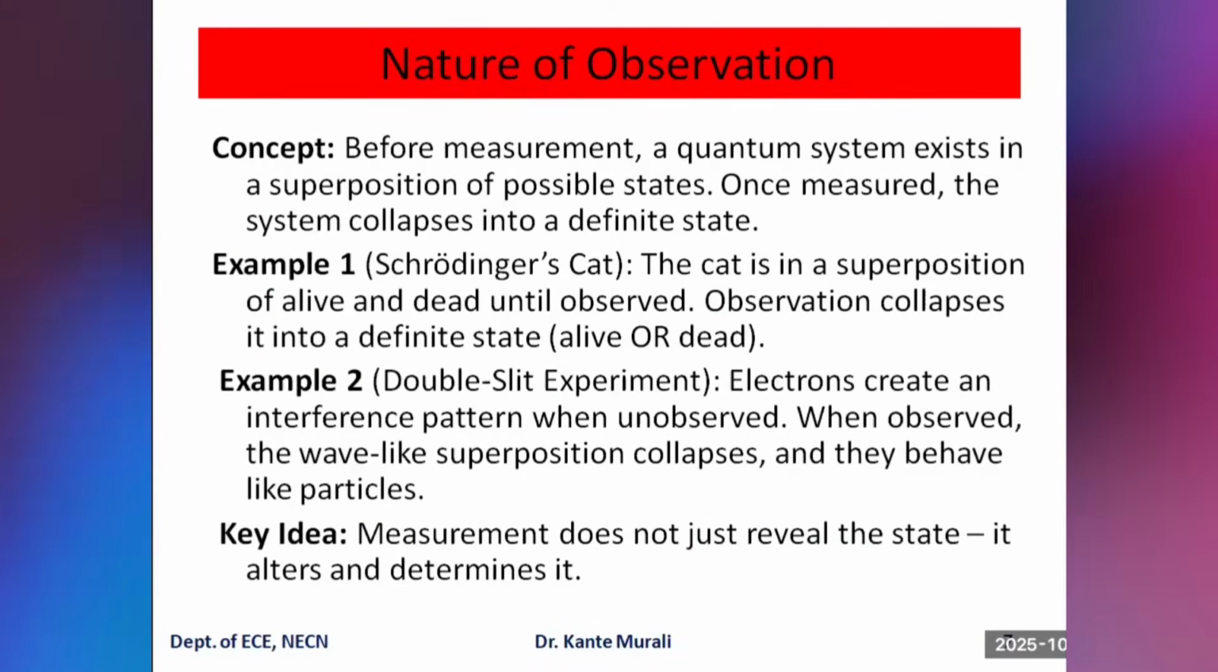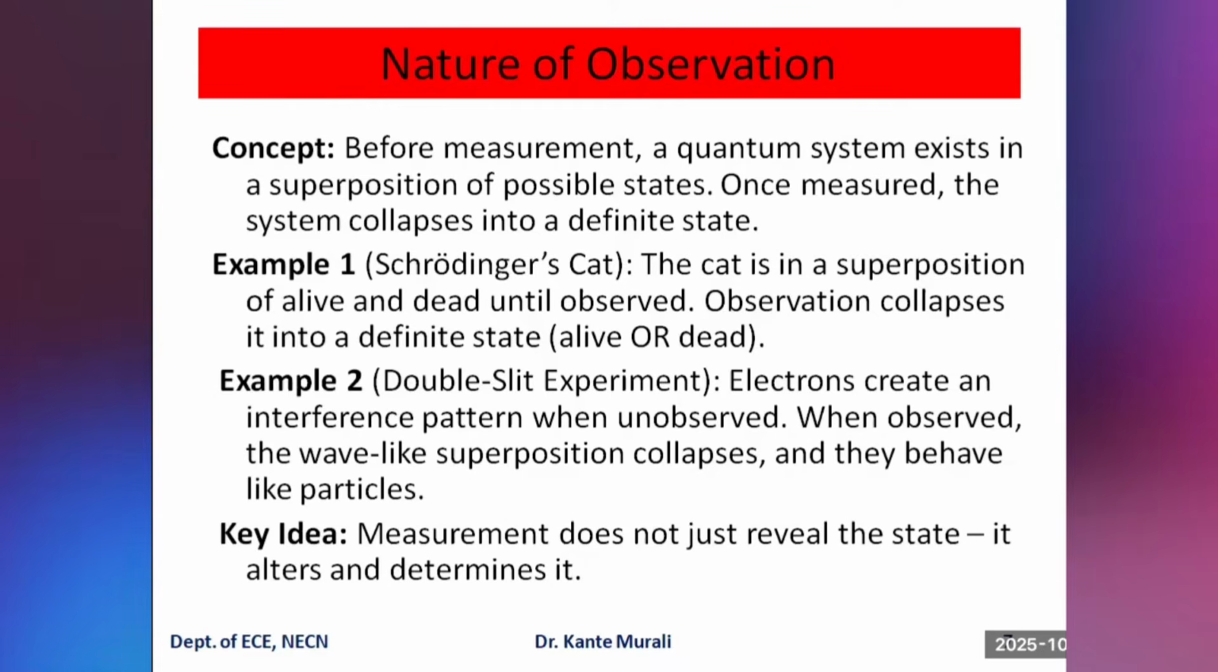Let's recall the concept of the nature of observation. According to the superposition principle, before measurement, a system can exist in multiple states at once. Once it is measured, the system collapses into a definite state. For example, consider a cat in a box, popularly known as Schrodinger's cat. The cat can be both alive and dead until observed. That means observation collapses it into a definite state, alive or dead.